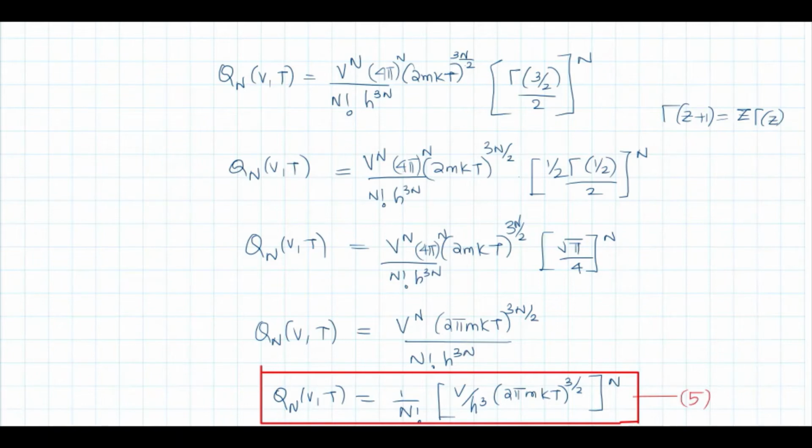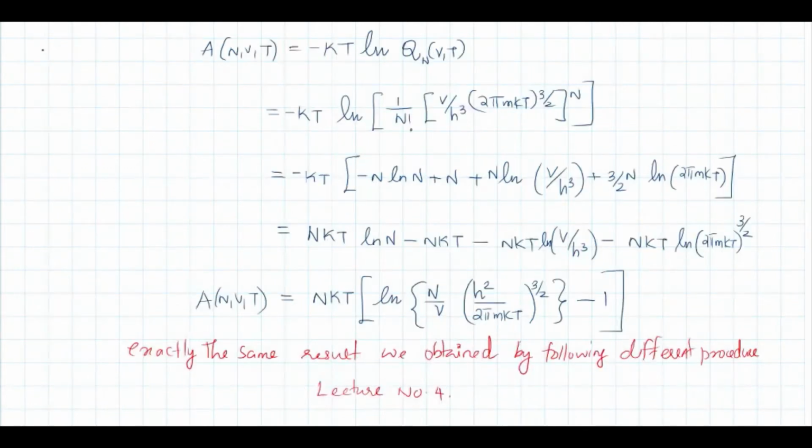This I can write as 1 by n factorial into (v by h cube into 2 pi mkT) whole raised to 3 by 2, raised to n. This is the final expression for the partition function. Now, using the partition function, we can calculate different thermodynamic quantities.